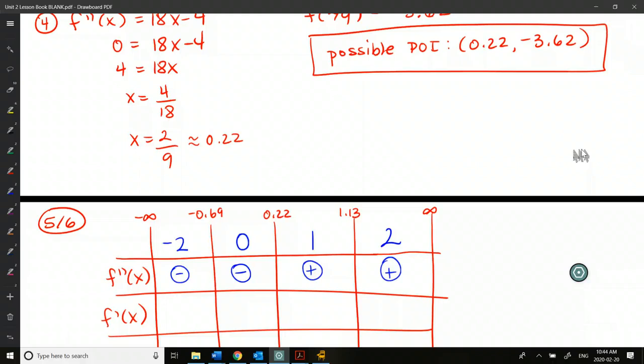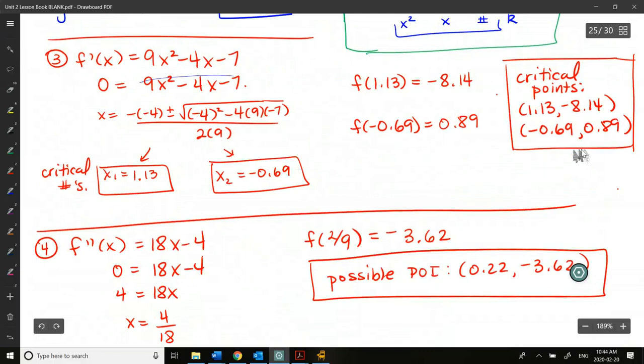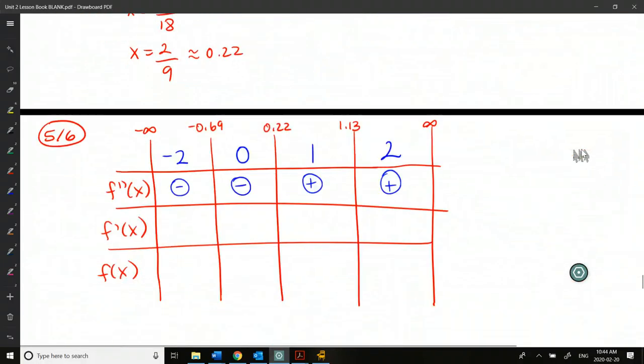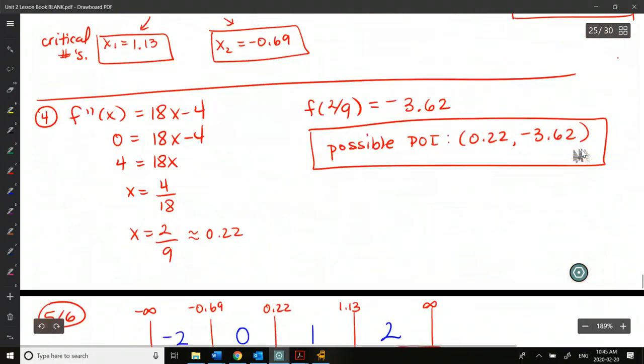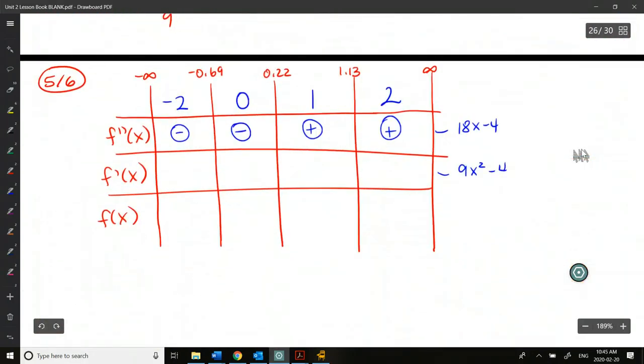And then we're going to take each of those test values and plug them into the first derivative, using this equation here, 9x squared minus 4x minus 7. So this one we use 18x minus 4. This one we use 9x squared. You don't have to write this, but I just don't want to keep scrolling back and forth. This one we're going to use the first derivative function, so plug each of your test values in there.